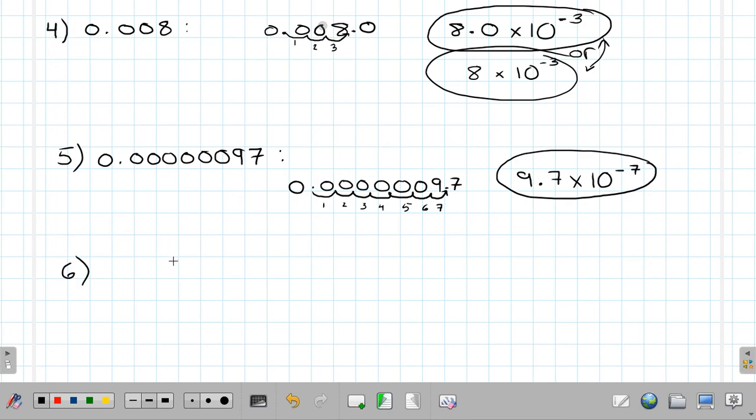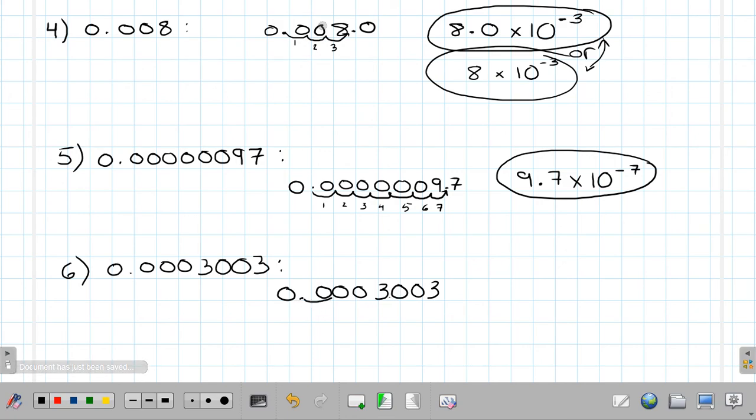And then lastly, number 6, 0.0003003. A lot of zeros here and 2 3s. But once again, we see where the decimal is, 0 point, and then we have 3 zeros. We have the number 3, 2 zeros, and then another number 3. So now the first non-zero number that you see is the 3. So that means we want to move the decimal between the first 3 and the 0 here.